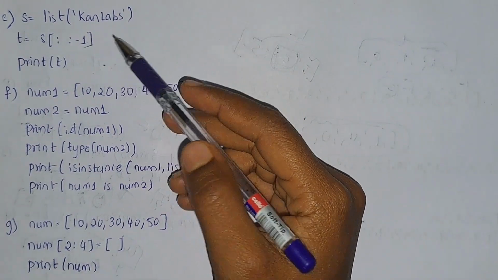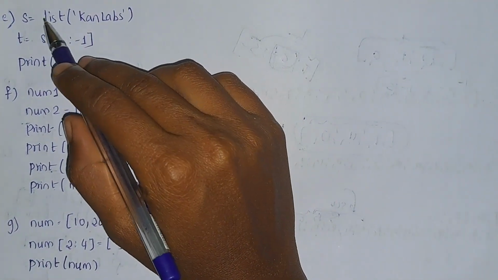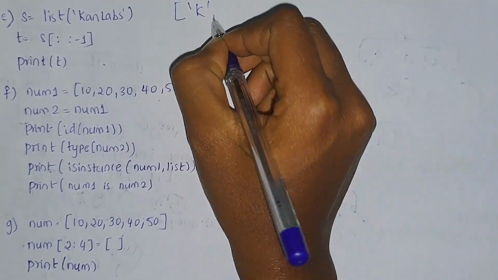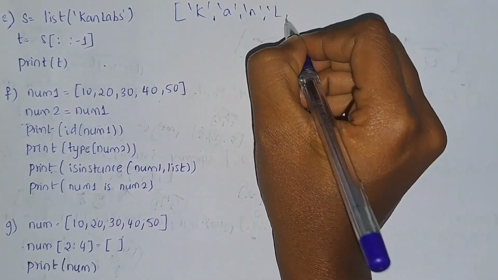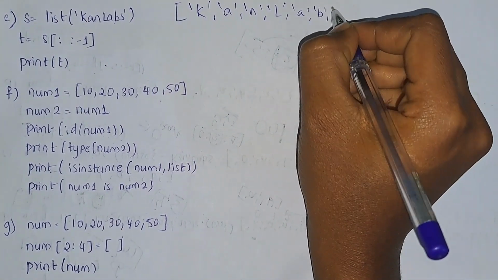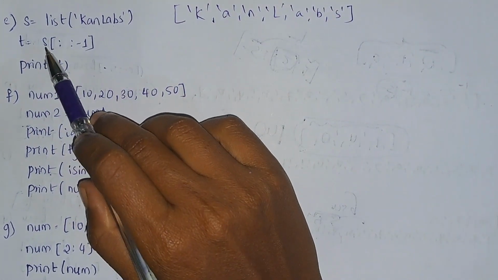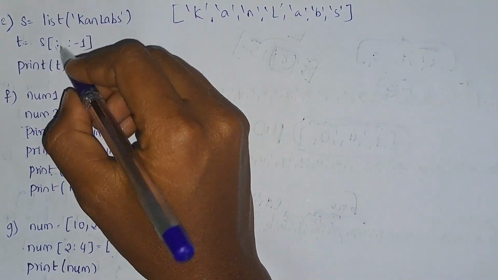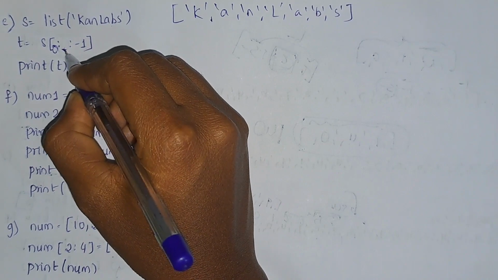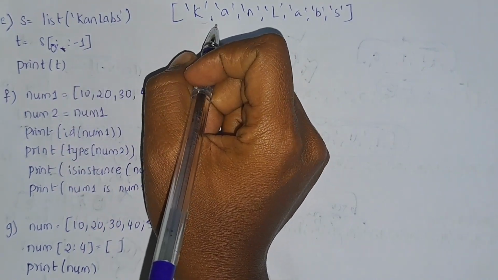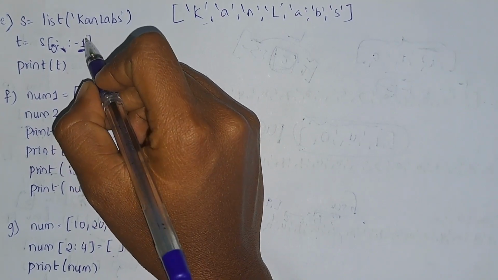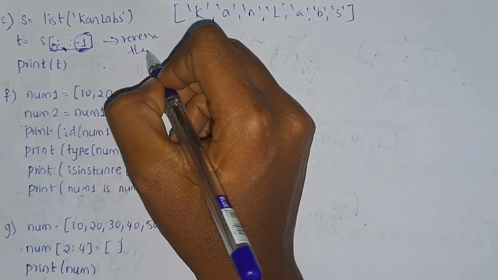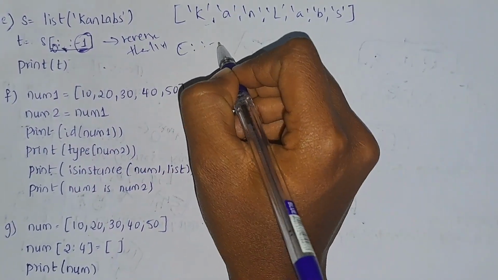So if you take this question, now here the S will store the list of this given string. That means the S will store it as K, A, N, and in this manner it will store. So if you come to the next line, that is T is equal to S, and this is slicing. So if you take this, by default start means 0, and by default the end means the length of the list, and this they have given as -1. So this represents the reversing of the list. Okay, so this form represents the reversing of the list.